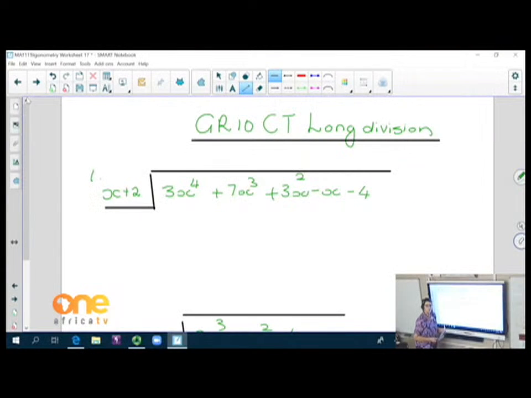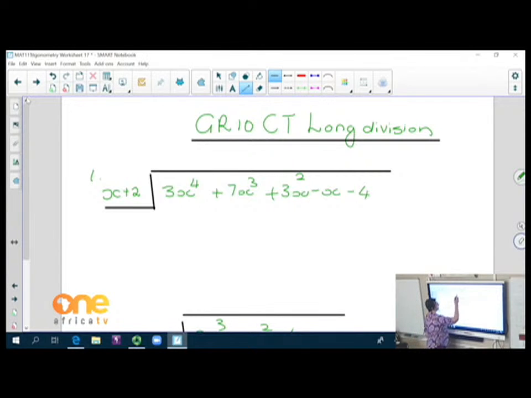Grade 10s. We are looking at your class test on long division today. Now, a lot of you did very well and understand totally, but there are also some of you who go halfway and then make a mistake, and then we have learners who totally don't understand. So please pay careful attention.